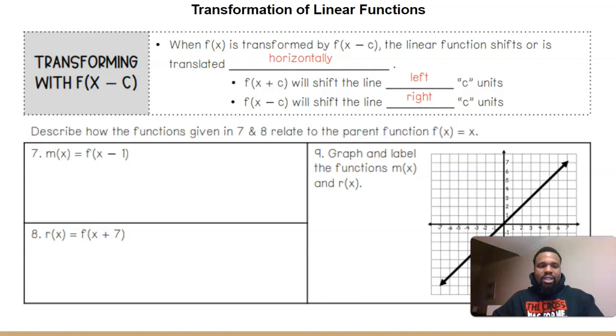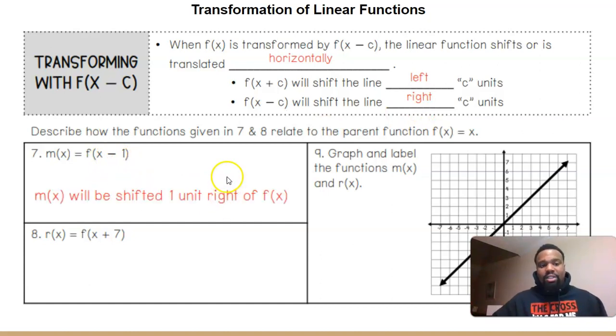right that many units. So let's look at number 7, f of x minus 1. That whole expression is in parentheses. So according to our general statement, we're going to move to the right. We're going to move to the right 1 unit from the parent function.